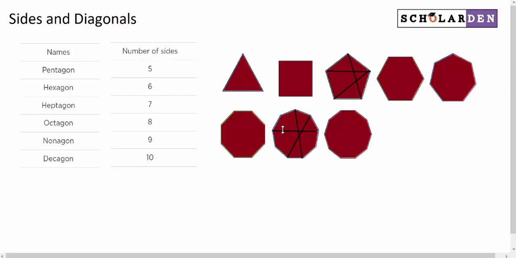Now, there is a formula for knowing how many diagonals will be in any given polygon, given the number of sides. And that formula is the number of diagonals is equal to the number of sides times the number of sides minus 3, divided by 2. That is, n(n-3)/2.